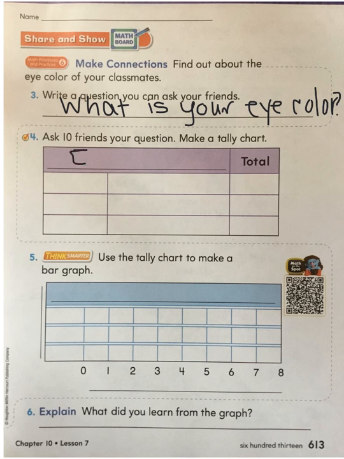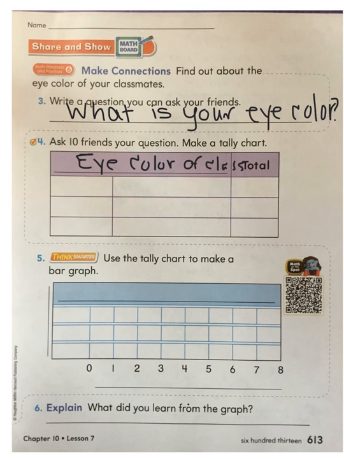All right. So we're going to put up here, eye color of class. It's kind of messy. I'm sorry. And we could say we have brown, blue, and green. And we're asking 10 friends. So if I was going to be asking these 10 friends, I would go around my room and say, what colored eyes do you have? Or I might just look at their eyes.